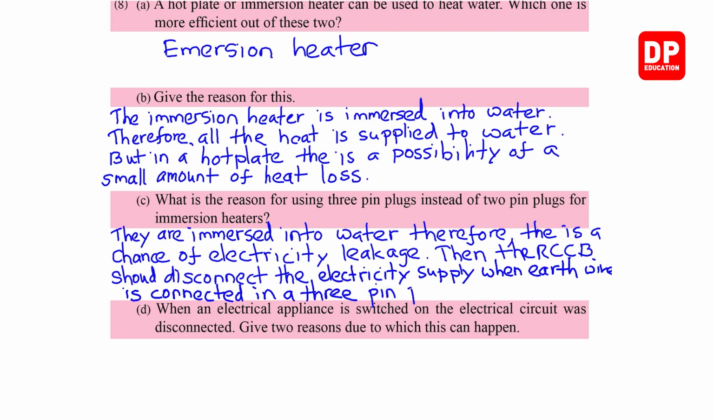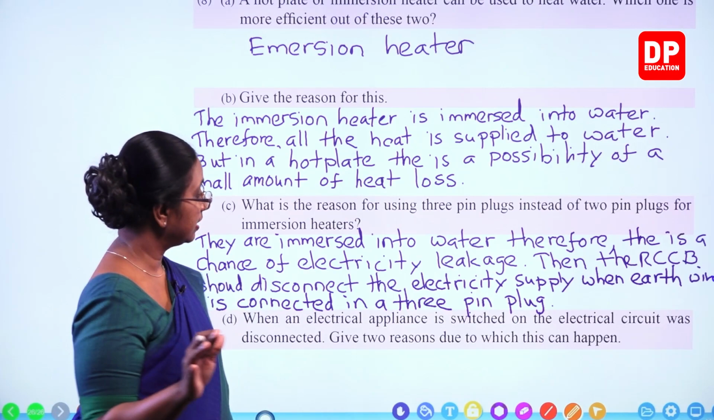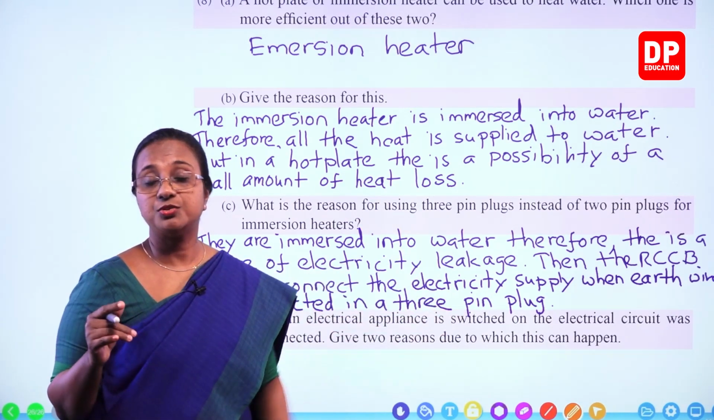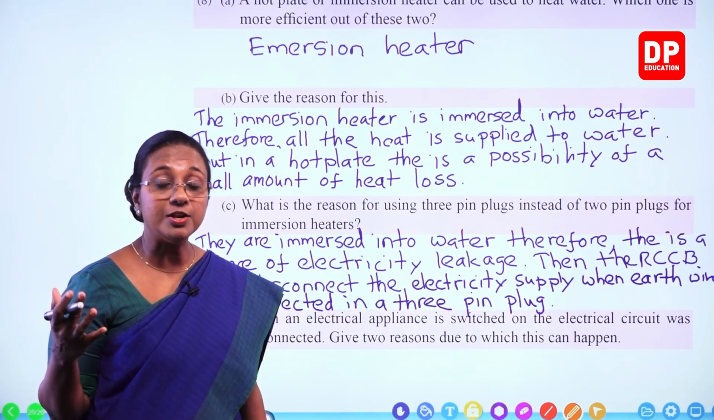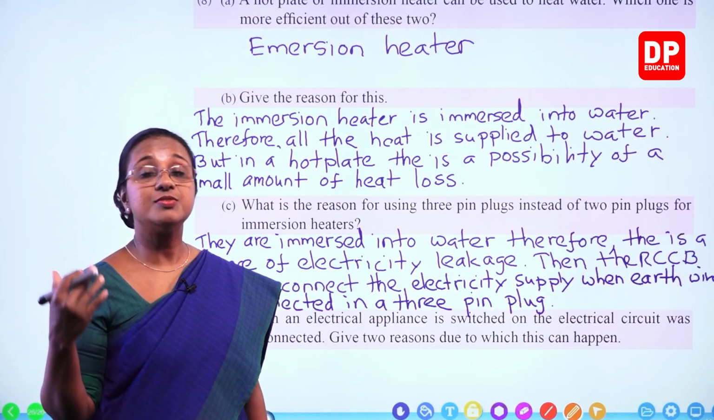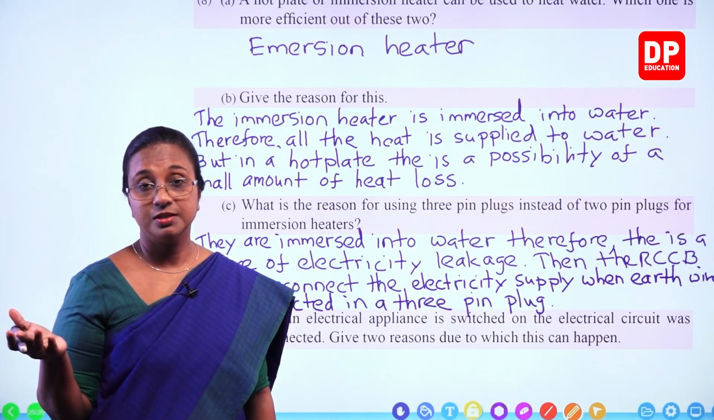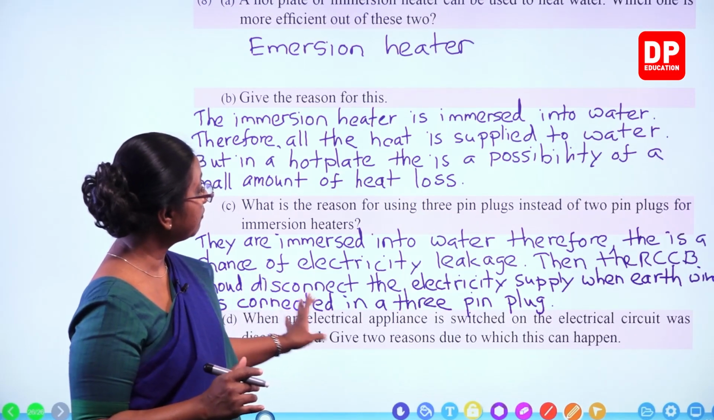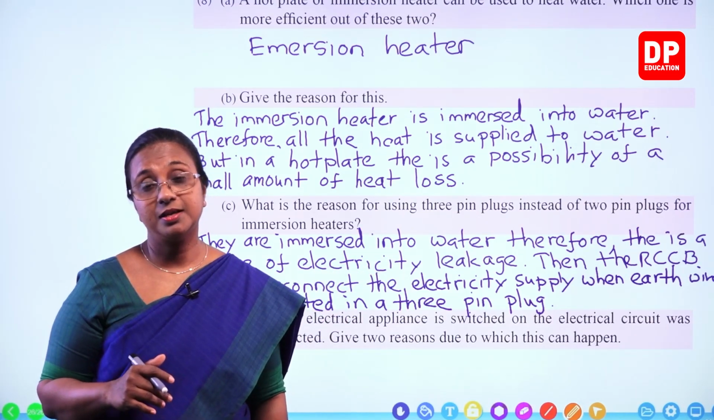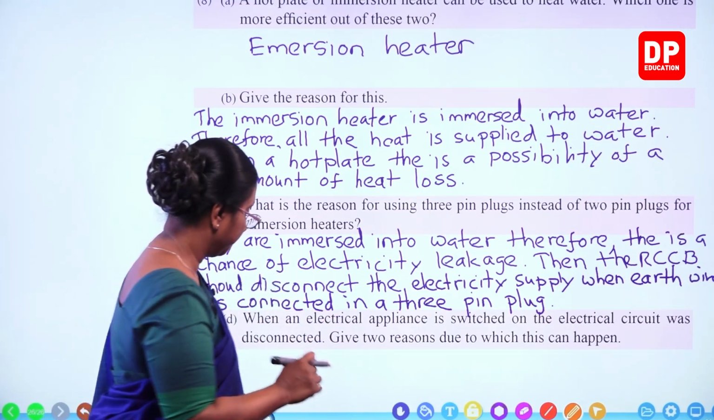3-pin plug. So in a 2-pin plug, there is no earth connection. So there's no connection to the RCCB. So it will not protect the residents from getting electrocuted. So because of that, you have to use a 3-pin plug. You have to keep that in mind.